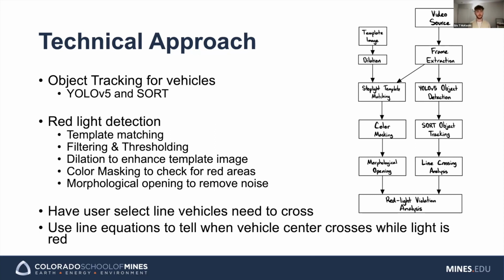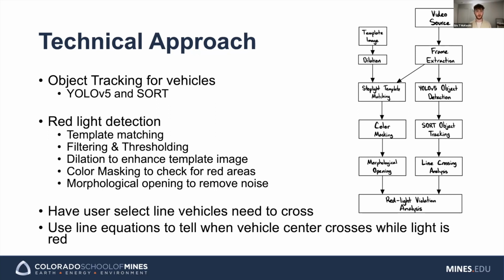So the second piece of this is red light detection. And for this, we have to both detect a stoplight and detect if it is red versus yellow or green. So the first half of that, detecting the stoplight, I use template matching, which of course involves filtering and thresholding, but I also use dilation to enhance the template image beforehand.